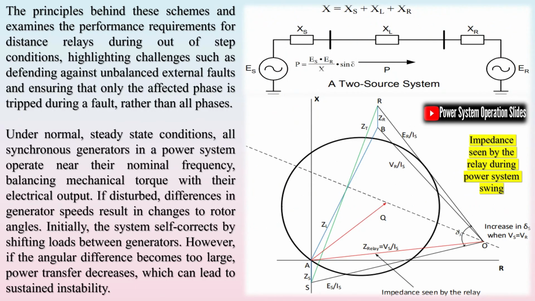In the unstable scenario, substantial differences in generator rotor angles occur along with large swings in power flow and significant voltage and current fluctuations, ultimately causing generators or interconnected systems to lose synchronism.